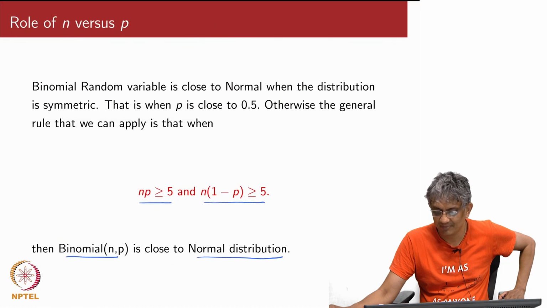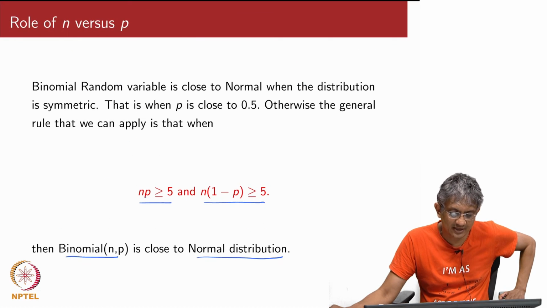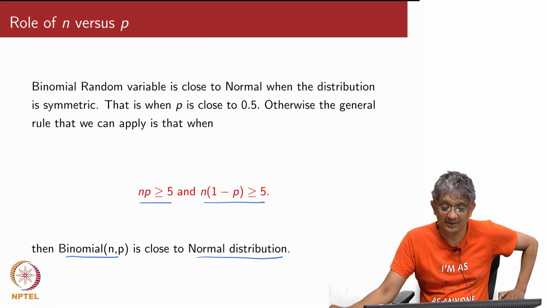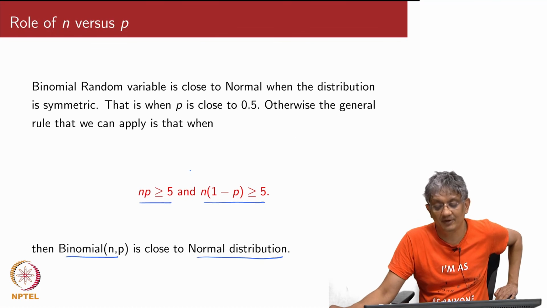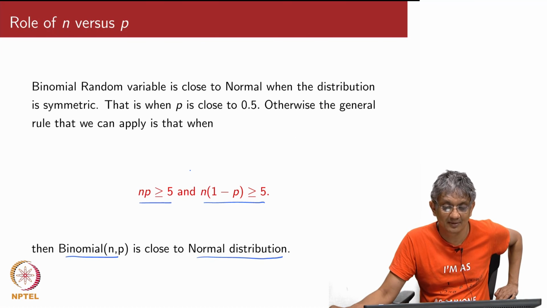That's the idea. The thumb rule is that if np is at least 5 and n times 1 minus p is at least 5, then you're okay. But actually, if p is close to 0.5, you're always okay. Otherwise, you use this rule that np and n times 1 minus p should be at least 5. Okay, thank you.